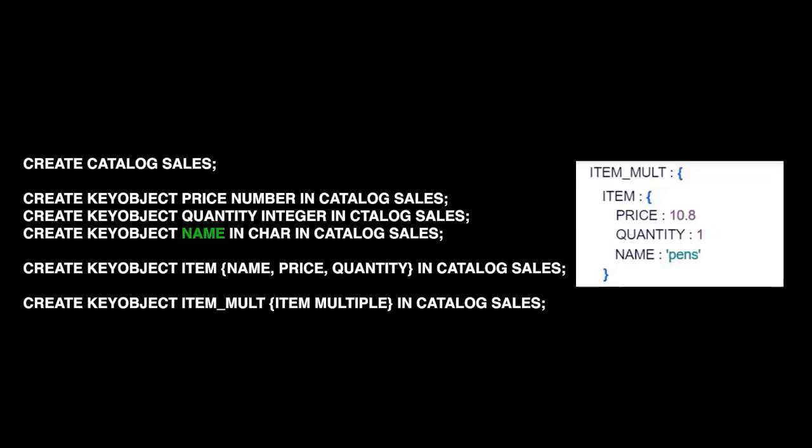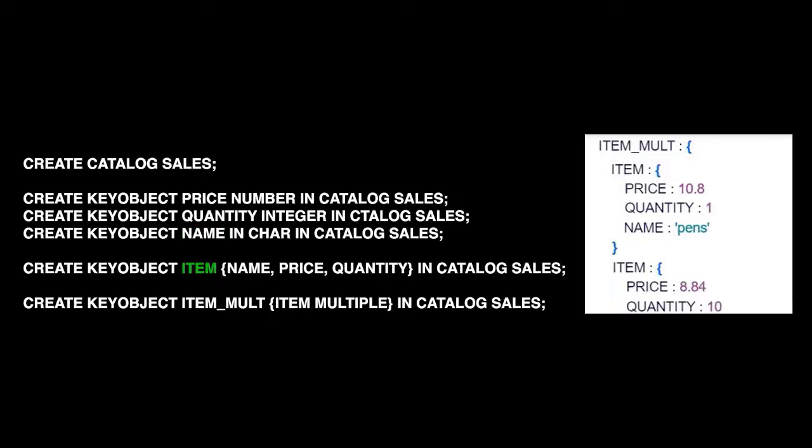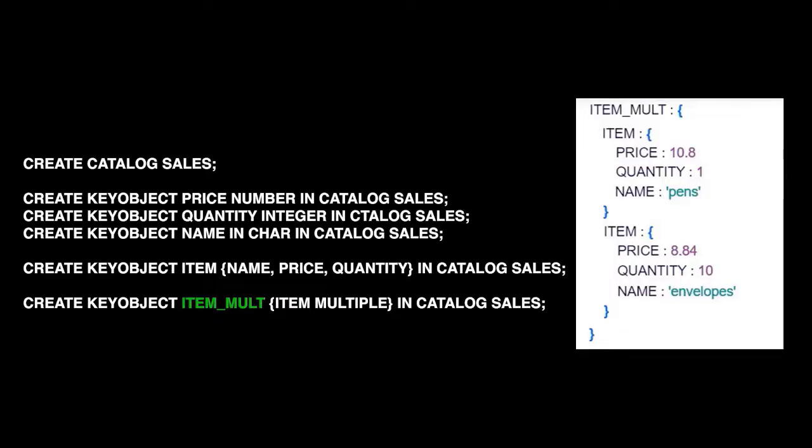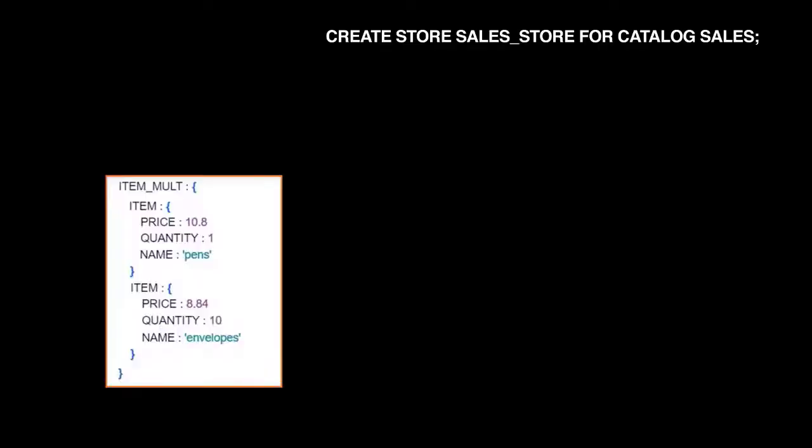We then create a composite key object named item, which comprises these elementary key objects. Given that a sale may contain several items, we need to create item mult that comprises multiple occurrences of key object item. We call this multi-composition. Using composition and multi-composition, a structure of any complexity can be built. The implication is that KeySQL is compatible with both traditional tabular, that is, relational data, and today's more complex JSON and XML.